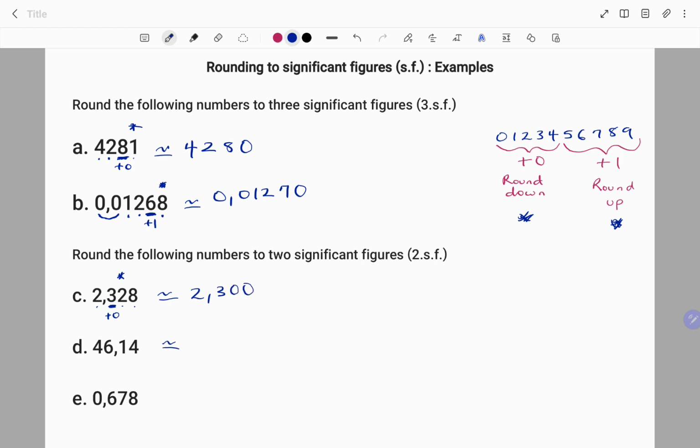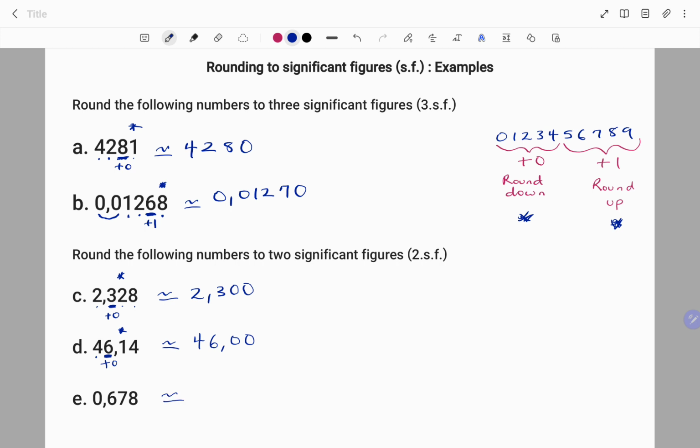In the second example, I have 46,14. I'm rounding to two significant figures. Starting with the first non-zero, I have 4 as my first, 6 as my second. I'm rounding to 2, so I'm underlining that. My decider is the number immediately after. This falls in the round down group, so I'm adding 0. So that will give me 46, 6 plus 0 is 6, every other number after becomes 0.